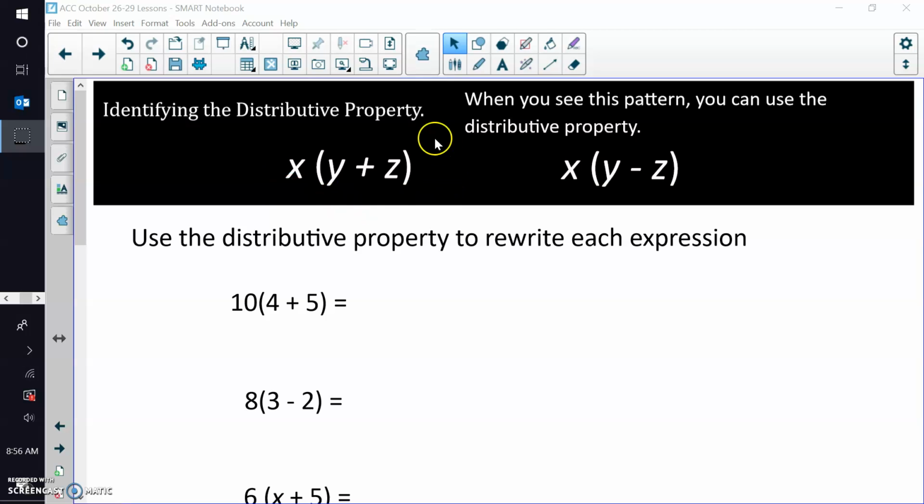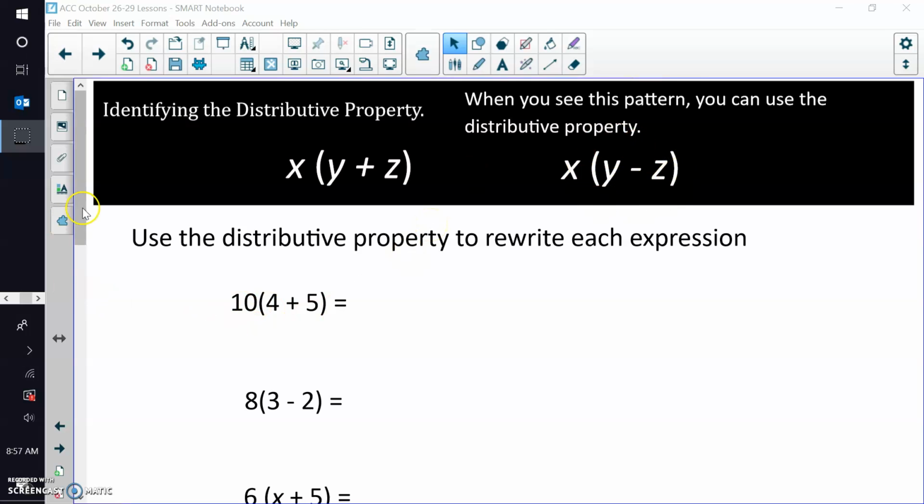So in this pattern, I'm going to go up here with these variables. We would say x times the sum of y and z. Or sometimes we could say x times the quantity of y plus z. And over here, if it's a subtraction problem, we would say x times the difference of y and z. So using the word sum and difference indicates that there's parentheses involved, combining those two add-ins or those two numbers that are being subtracted.